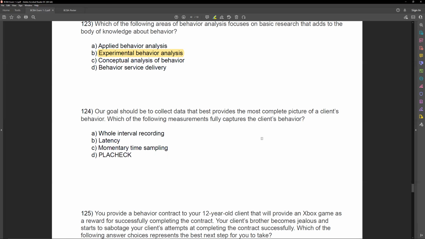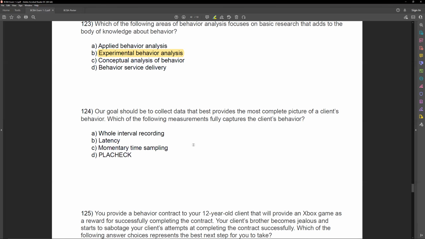But if we want to fully capture our client's behavior, what are we going to use? We're going to use some sort of continuous measurement. That way, every instance of behavior, we're recording. So that's what we're looking for here. When you're studying and doing practice questions, try to predict the answer before you read the answer choices. It's going to get you better at the test. When you see fully captures, you should immediately think, all right, I'm looking at some sort of continuous measurement.